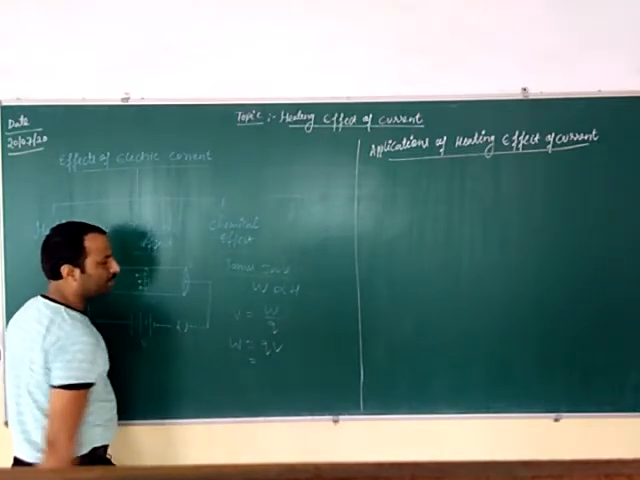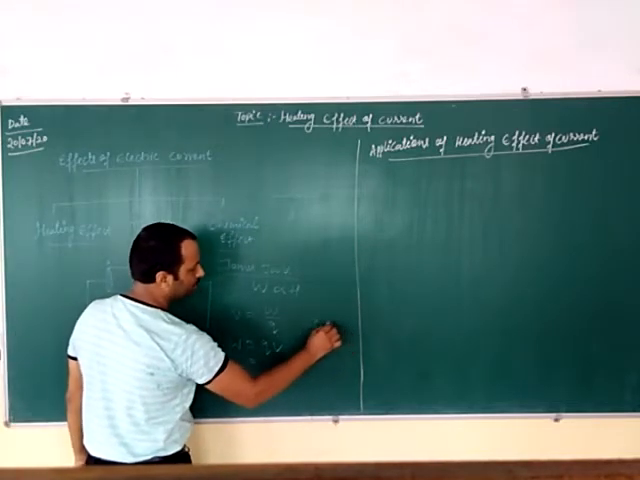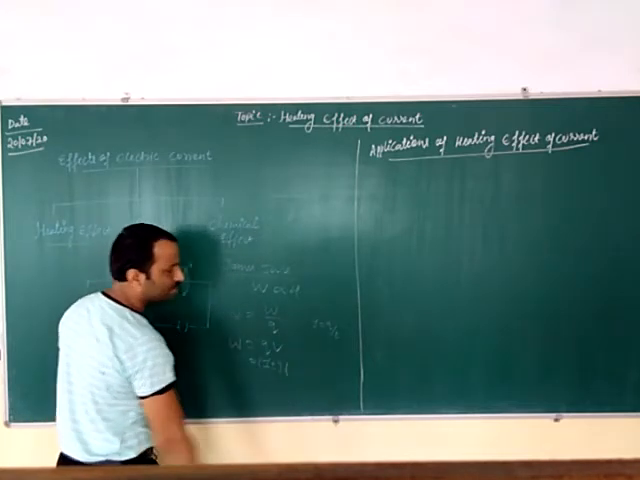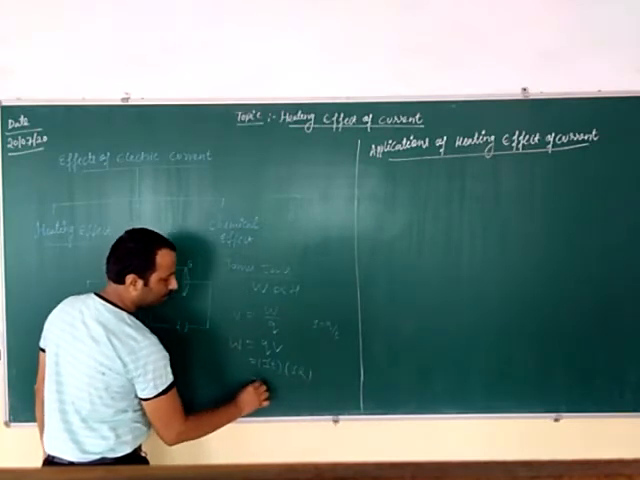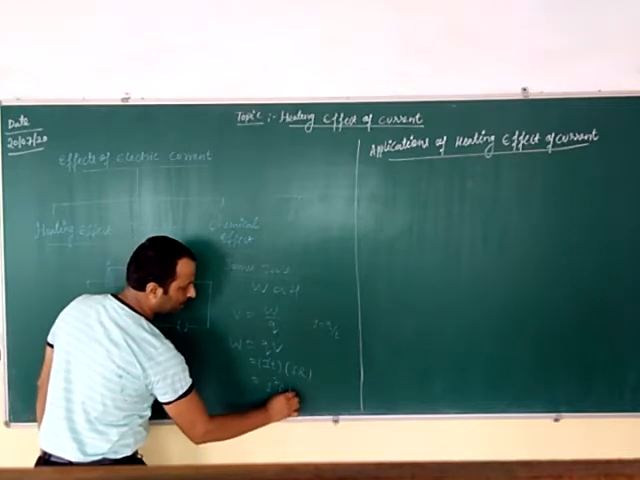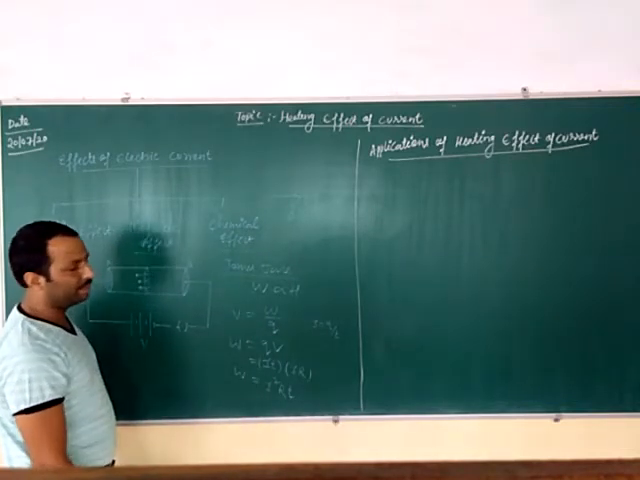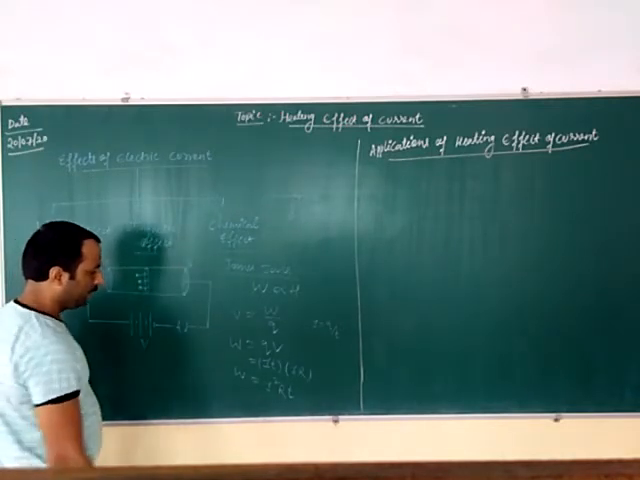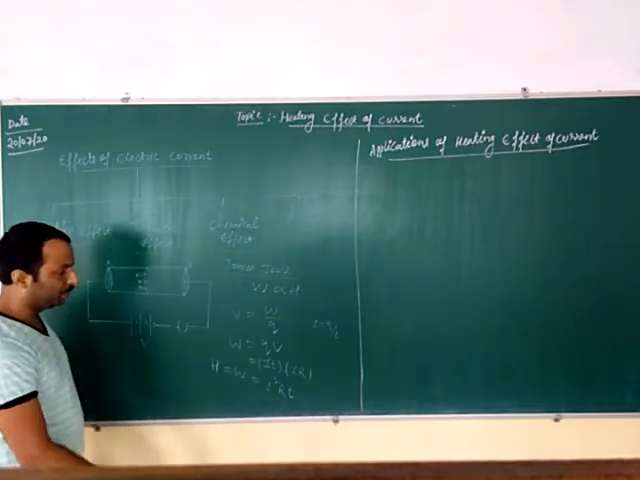From the definition of electric current, we know that I is equal to Q upon T. So Q can be written as I into T. And from the concept of Ohm's law, V is equal to IR. So work done is I into I, that is I square, R into T. So this much amount of work is done in transferring charge from one end to the other end. And according to Joule's law, this work done is converted into heat.